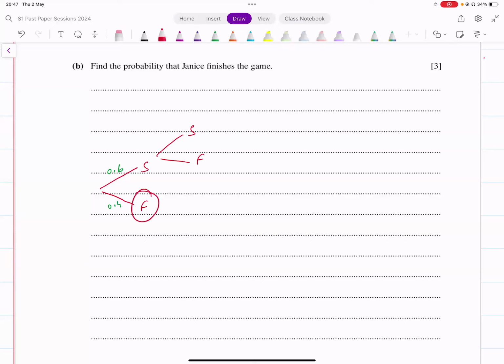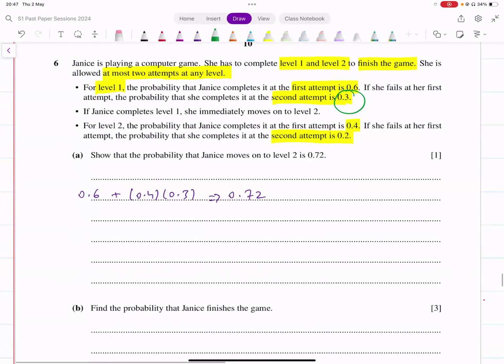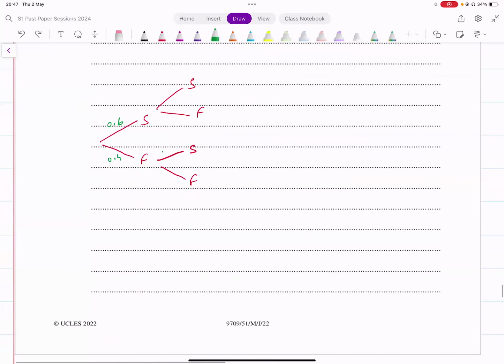Let's consider this scenario, because here we are still at level 1. If she fails at level 1, on the second attempt, she can either be successful or she can fail. If she fails both attempts, the game ends there because she has only 2 attempts for each level. What are the probabilities associated with this one? For the second attempt, the probability of success is 0.3, and the probability of failure then would be 0.7. Let's stick to this for now. This is first level done.